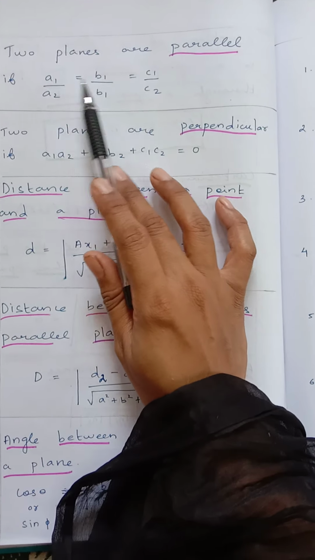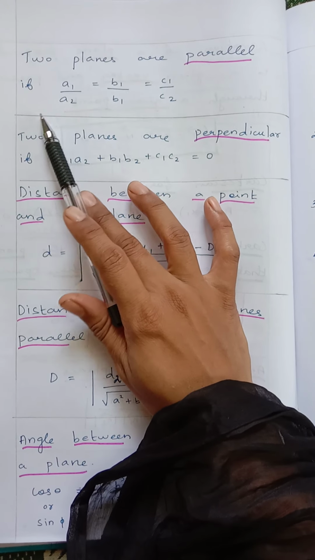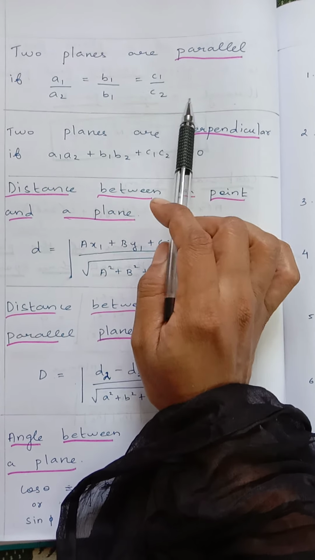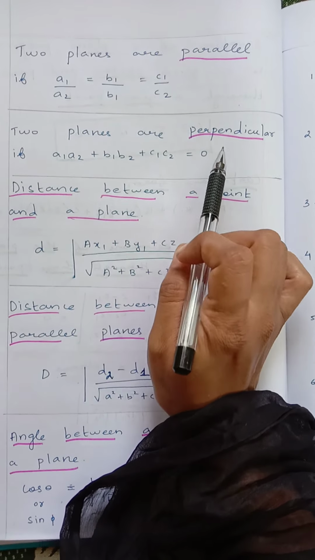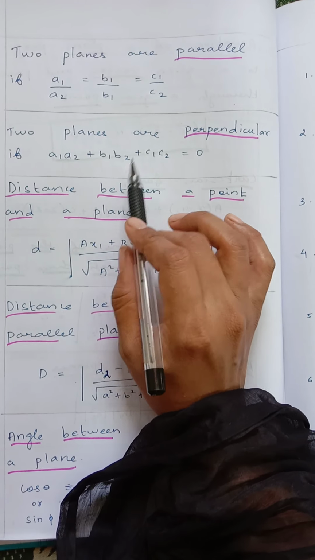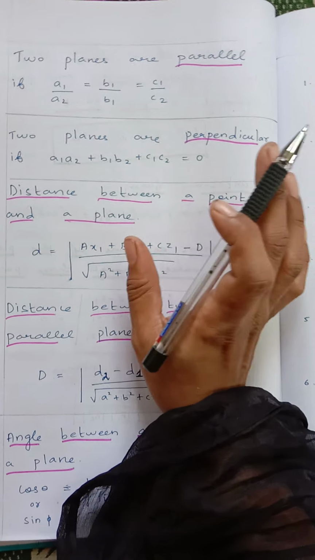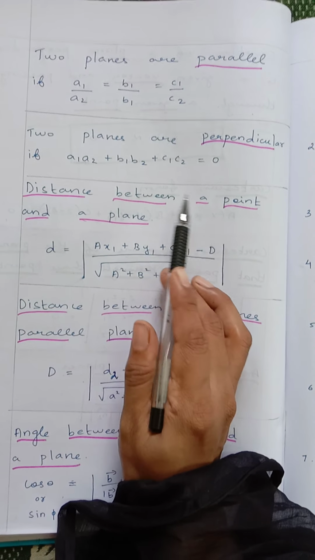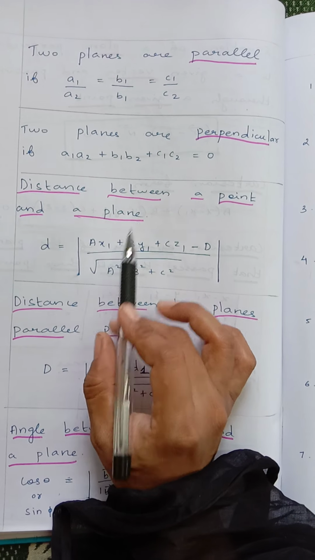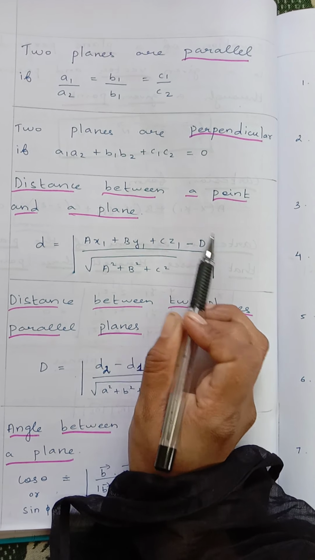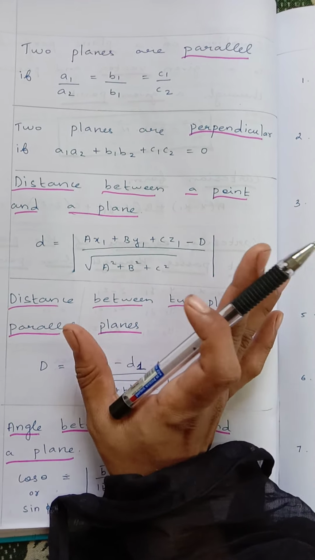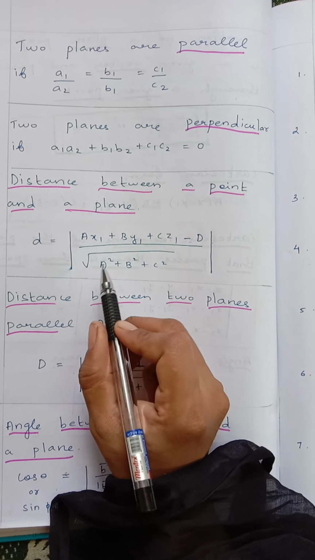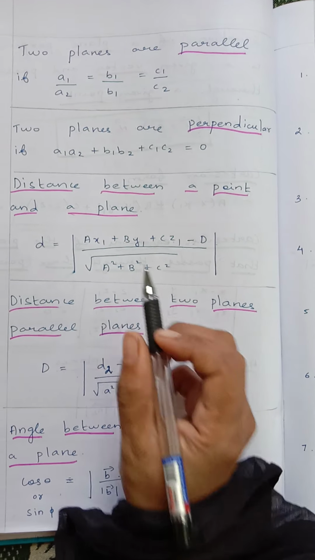Next, suppose two planes are parallel, the condition is a1/a2 equals b1/b2 equals c1/c2. Two planes are perpendicular means a1 a2 plus b1 b2 plus c1 c2 is equal to 0. The most important term: distance between a point and a plane. You write the plane equation as it is given in the question: a x1 plus b y1 plus c z1 minus d, divided by root of a square plus b square plus c square.